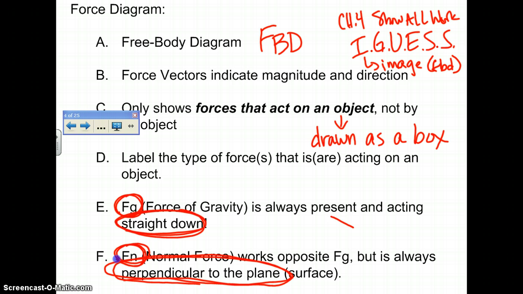So for instance, if we're going to look at these two right here, you're going to draw a box, and you're going to label F of N and F of G. And in this scenario, they're equal and opposite to each other, so this object is stationary. It's not moving up in the air, nor is it moving down into the ground. Now, if your up in the air vector was longer, it'd be pulling up, right? Well, if your F of G vector was longer, it'd be pulled down. Make sense? Okay, moving right along.